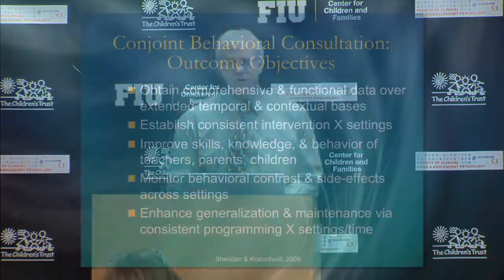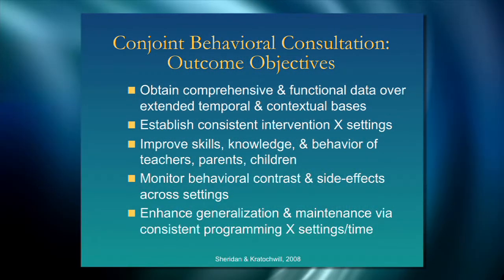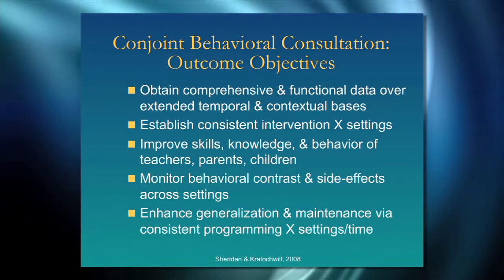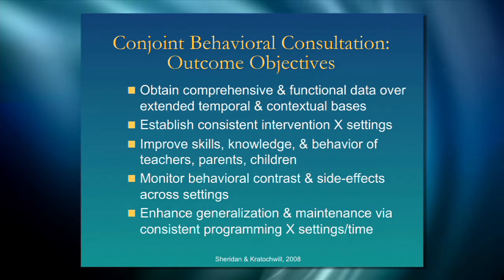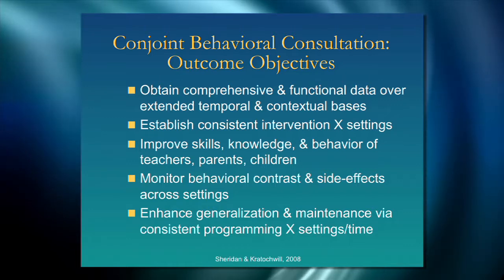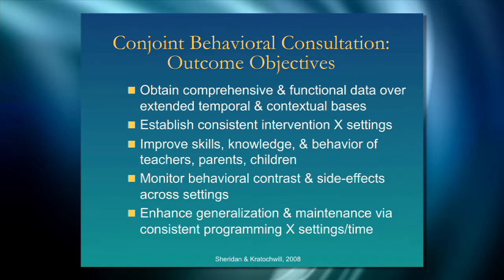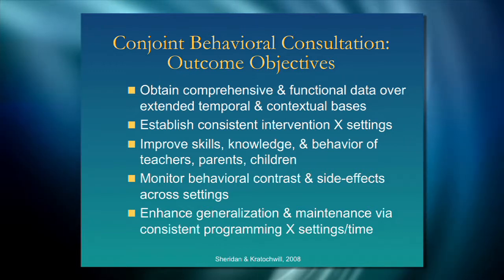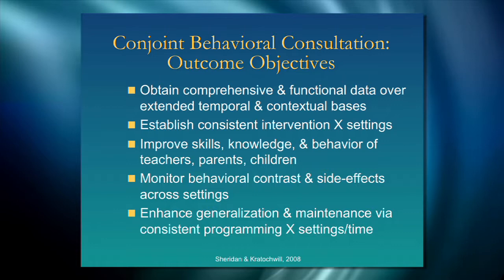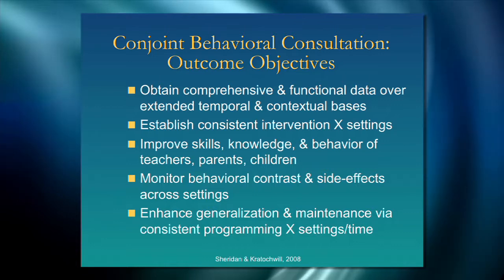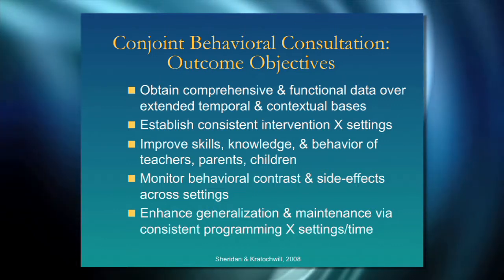and as a way to try to build mutual collaboration. What are our objectives in this model, the Conjoint Behavioral Consultation model? We want to get more comprehensive data. If we can get comprehensive data across time and different settings, that might give us some clues as to triggers and consequences that we wouldn't have gotten from just one setting. Secondly, hopefully we can establish a consistent intervention across settings. That may build better outcomes in both settings. Now, that's not always possible to do the same thing at home as you're doing at school and vice versa, but some of the same principles could be applied.